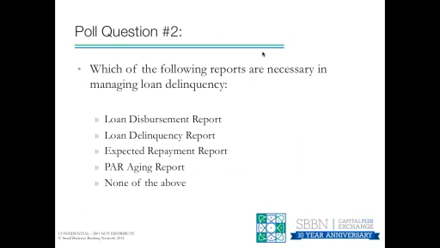Great. That's very helpful. Any other reports, or is that the main one? That's the main one, and the PAR aging report. And as I said, PAR aging report can be further disaggregated by PAR by branch, PAR by loan officer, PAR by loan product.